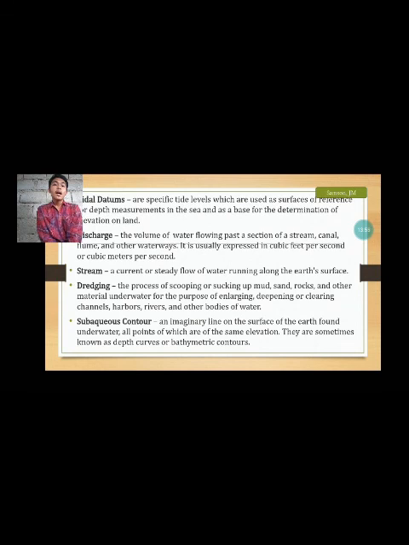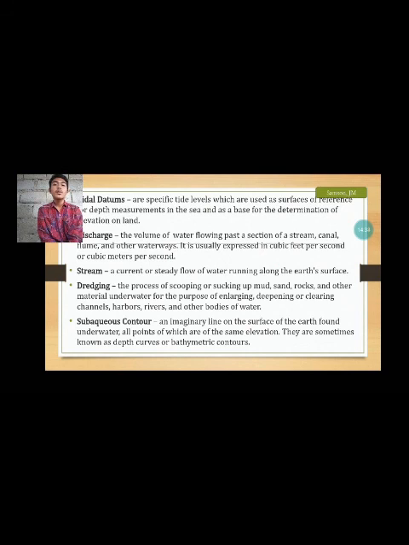So tidal datums are the specific tide levels which are used as surface reference for depth measurements in the sea and as a base for the determination of elevation on land. So, discharge. The volume of water flowing past a section of a stream, canal, flume, and other waterways. It is usually expressed in cubic feet per second or cubic meters per second. Stream. A current or steady flow of water running along the Earth's surface.